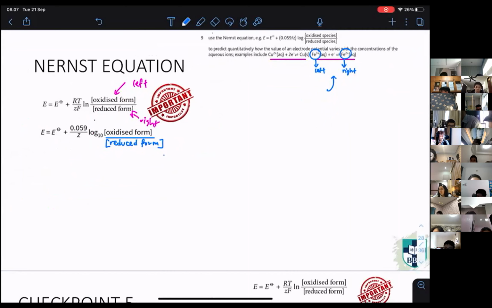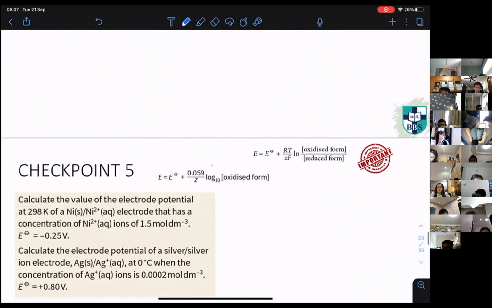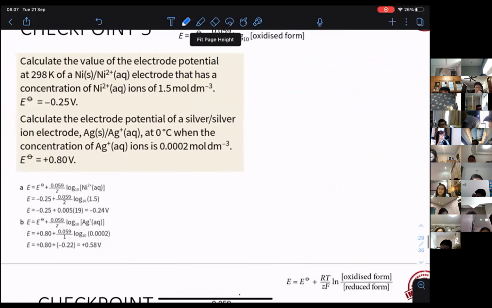Do remember this is a simplified version which is required in your syllabus. They didn't even mention the original formula, but do remember the original formula will come into place. I don't know whether they will ask you questions like this in the exam. I think I made an error over there. I took this one from the textbook and the answer from the textbook, but they did something wrong over here also.